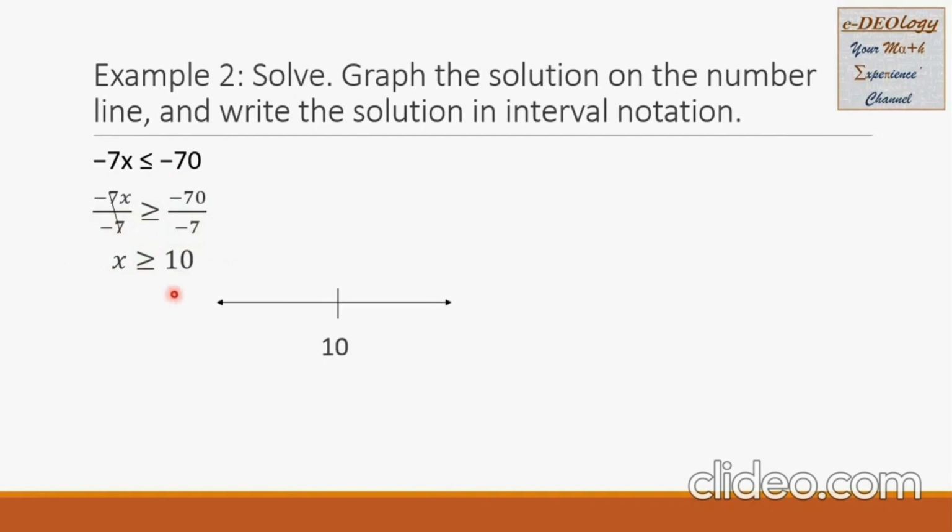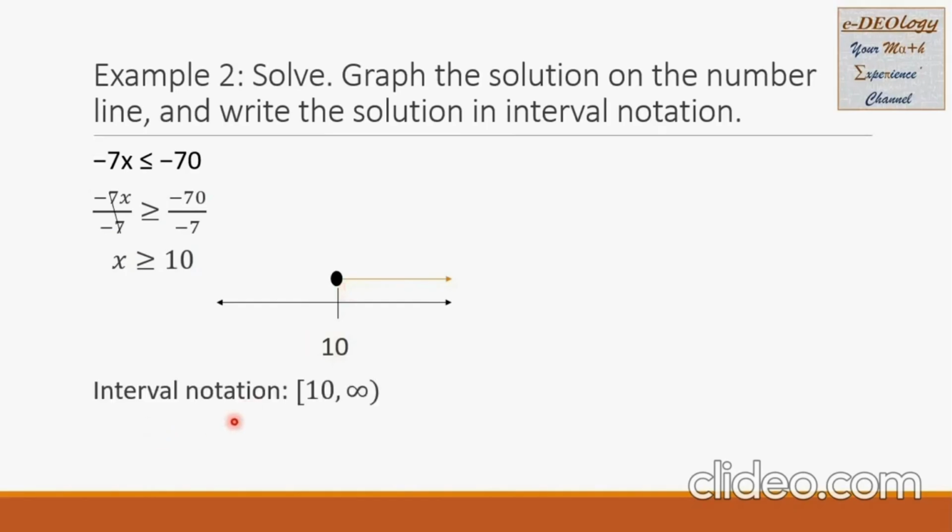For our graph, we draw the number line, and then let us check again our inequality. x is greater than or equal to 10. All numbers greater than 10 or equal to 10 are those numbers from 10 and numbers on the right of 10. So this is now our graph. And since 10 is part of our solution, we put a solid dot on top of the 10.